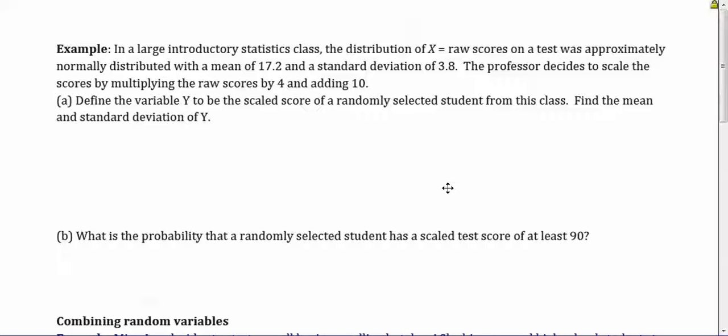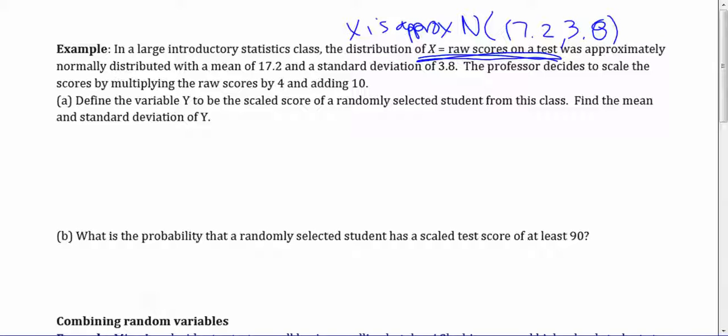Okay, hopefully you didn't have any trouble understanding this question. So in a large statistics class, we have a distribution of raw scores on a test. And it says it's approximately normally distributed with a mean of 17.2 and a standard deviation of 3.8. So I'm going to go ahead and write that down so I don't have to go back and read that again. So the distribution of x is going to be approximately normal with a mean of 17.2 and a standard deviation of 3.8. The professor decides to scale the scores by multiplying the raw scores by 4 and adding 10.